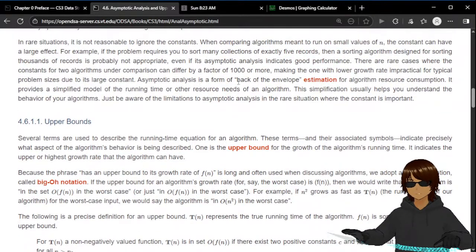Asymptotic analysis is a form of back of the envelope estimation for algorithm resource consumption. It provides a simplified model of the running time or other resource needs of an algorithm.